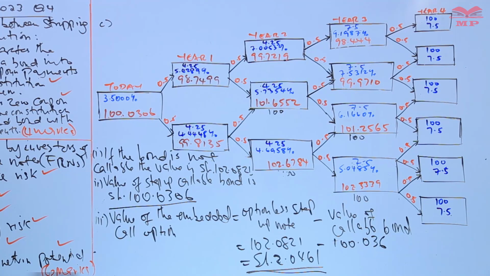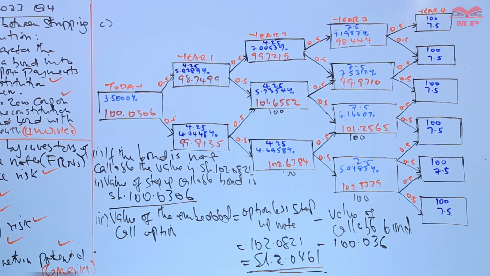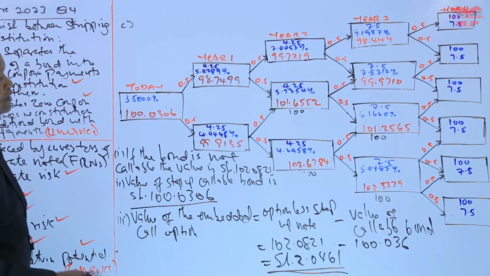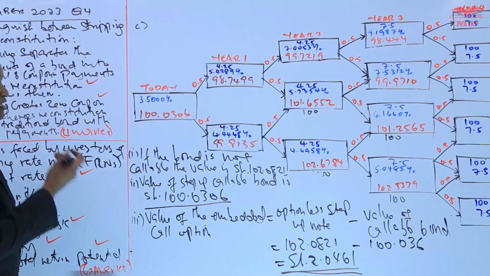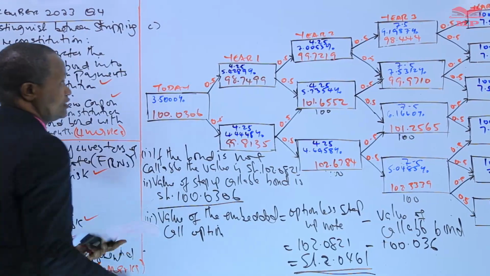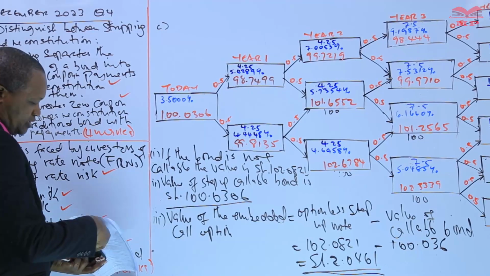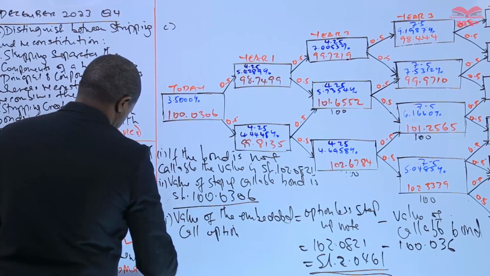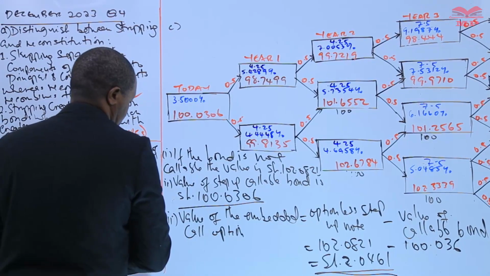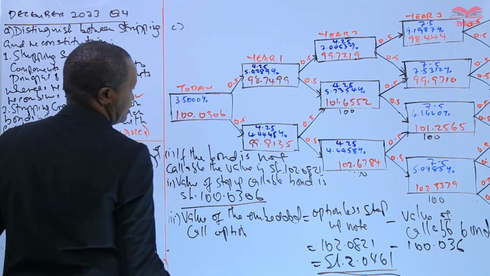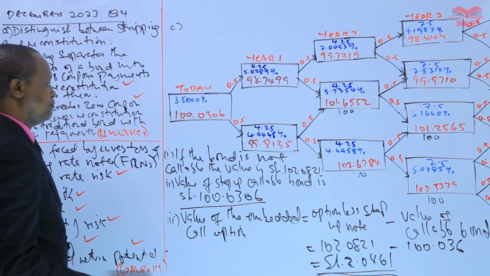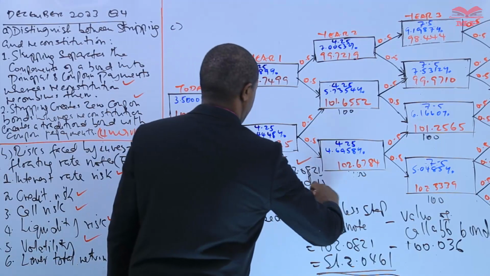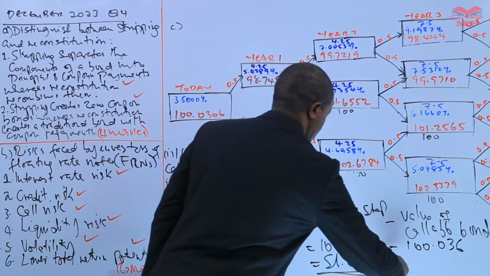So, candidates, we've answered question 4. Please take time and go through the question one more time. You can see the marks awarded are few because the question is easy. This question is straightforward. First part, candidates were to earn only 4 marks. Number 2 is 4 marks. Number 3 is just 2 marks.